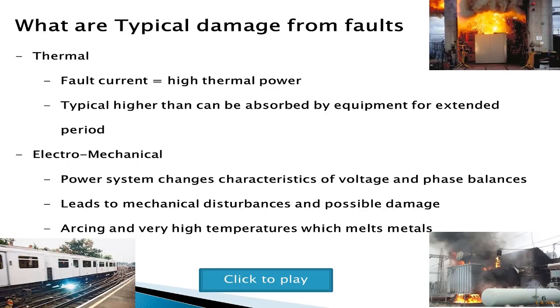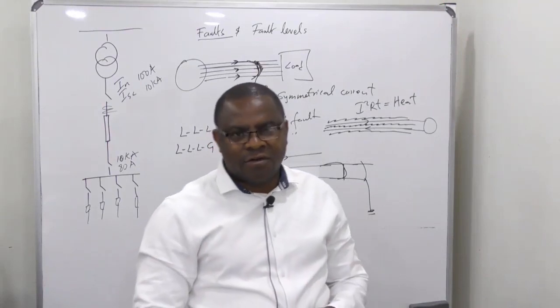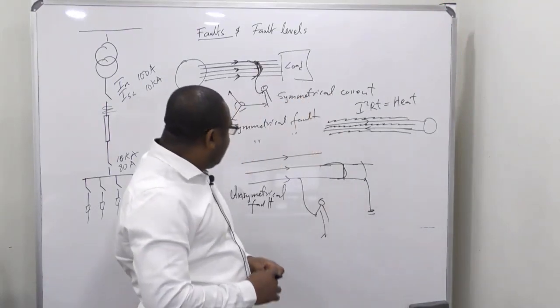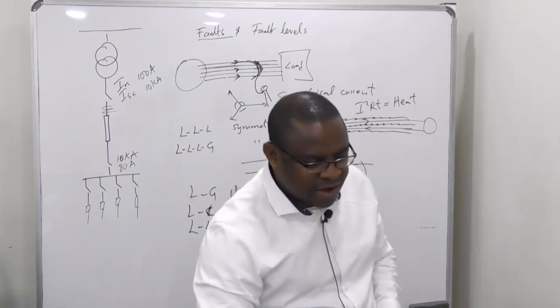Because of that amount of fault current, you can have a very high thermal power, higher than can be absorbed by equipment for an extended period. So such equipment is going to melt, it's going to explode. You can also have electromechanical effects, like the power system changing characteristics of voltages and phase balances. It can also lead to mechanical disturbance and possible damage. Also arcing and very high temperature, which can melt metals once there is a fault. So this is just an introduction.